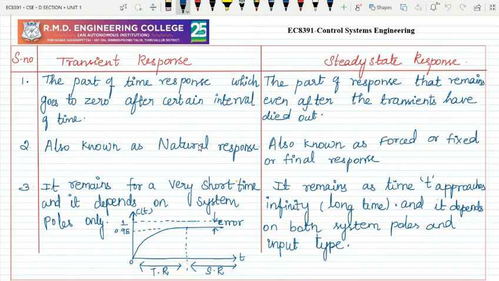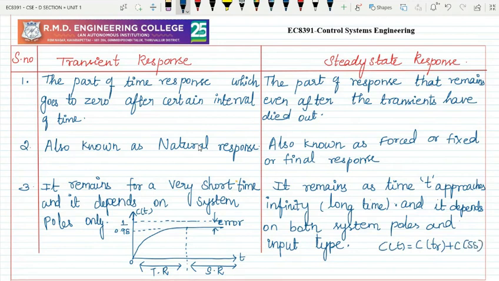In general, a system will have two types of responses. A system can produce a stable output, and a system can produce an unstable output. As we design a system, we have to consider both. That is, the total response of a system must be equal to the transient response plus the steady state response. We have to consider both things.